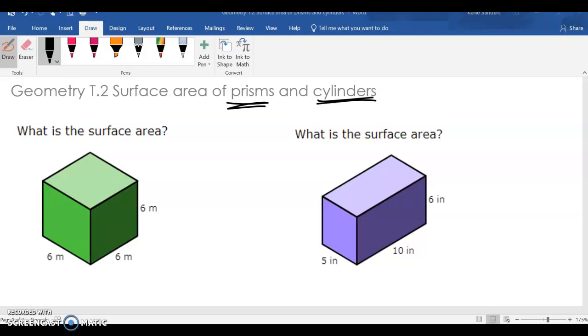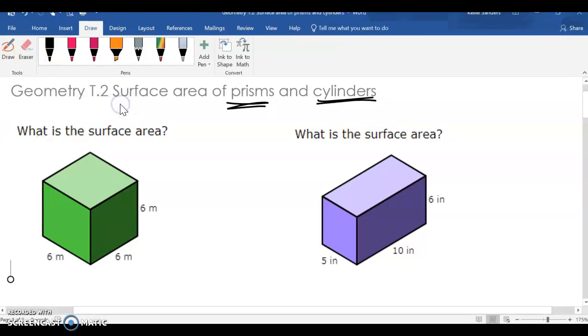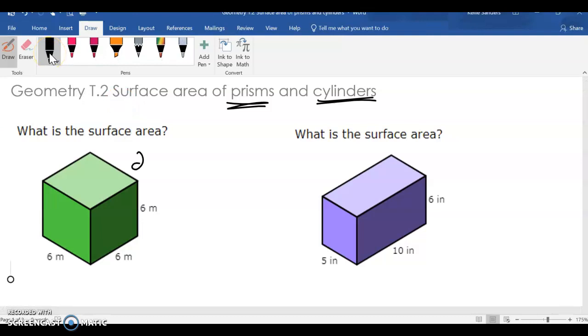What is the surface area? So this is still a rectangular prism. The formula is 2 length times width plus 2 length times height plus 2 height times width. Stick with what I gave you.